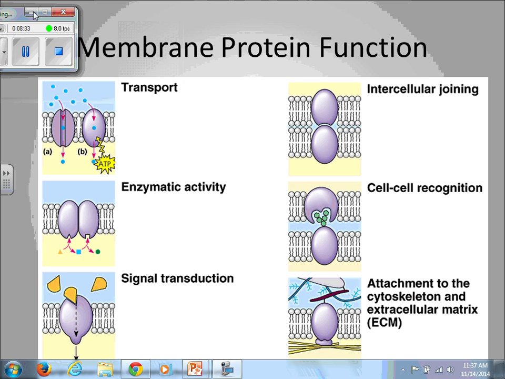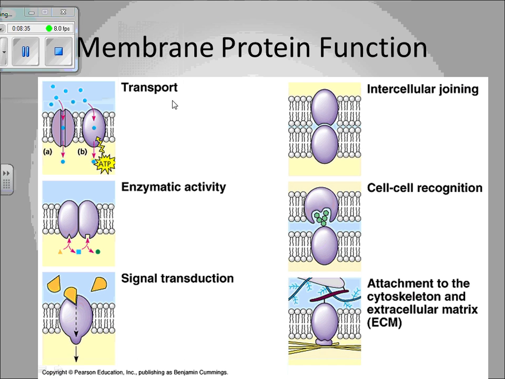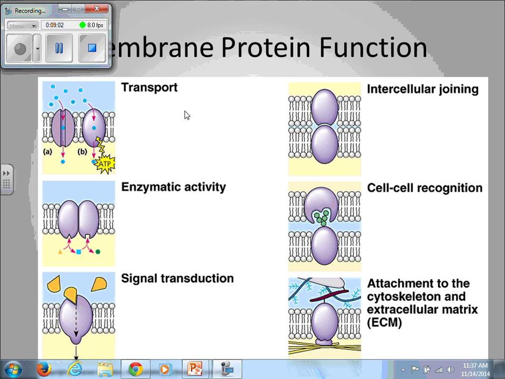Let me move this just over here a little bit so we can see. So there's transport, intercellular joining, and enzyme activity, those are the signal molecules. Then cell-to-cell recognition, signal transduction, which we're not going to get much into, and attachment of the cytoskeleton and extracellular matrix. We're mostly concerned in this unit with transport and maybe some cell-to-cell recognition. That's what we'll mostly be covering, transport and, I'm sorry, cell-to-cell recognition.